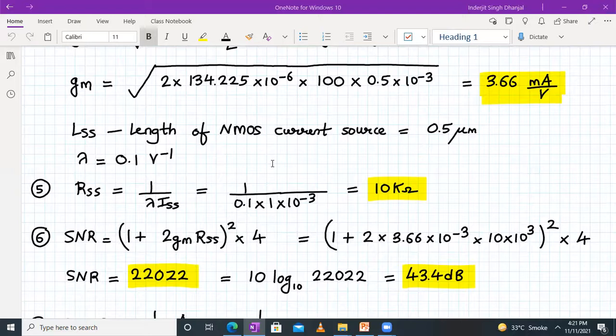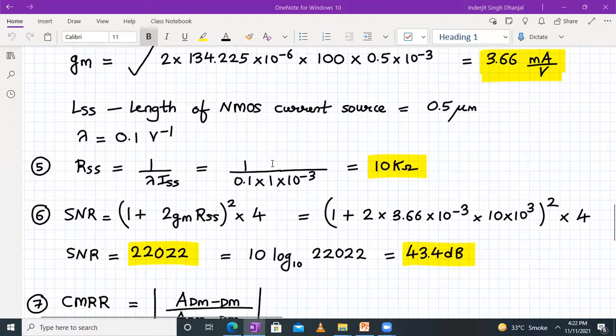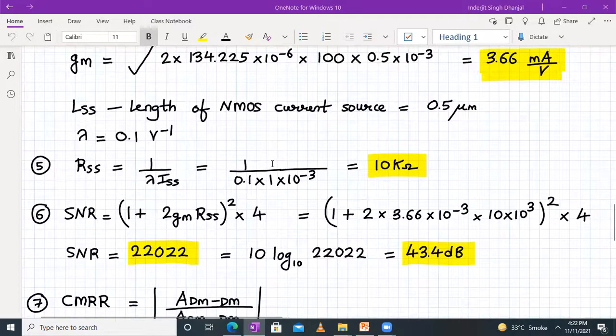So now we have the formula, the value of GM and the value of RSS. We plug in the values, we get the value of SNR as 22,022. So we take 10 log to the base 10 of that value, you will get 43.4 dB. So signal to noise ratio is coming out to be 43.4 dB. Please cross check this answer with the help of a calculator, all of y'all.